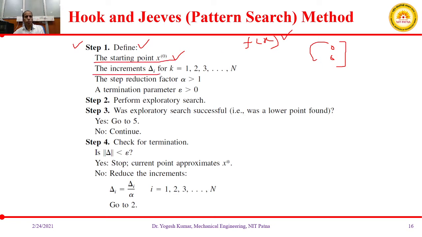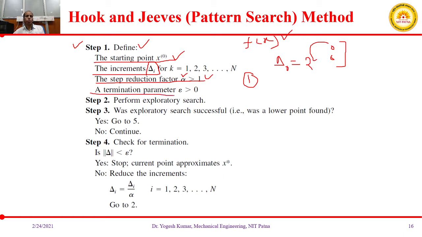Then we may choose some initial increments. So this may be delta 0 equal to 2, 3, 4, whatever we want to choose, or 1, 2, 3. Then we have some step reduction ratio. This should always be greater than 1, because if it is less than 1, then instead of reduction, the step size will increase. So the step reduction ratio should always be greater than 1.